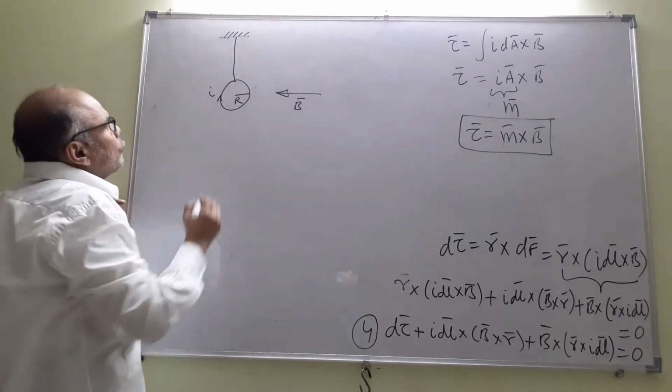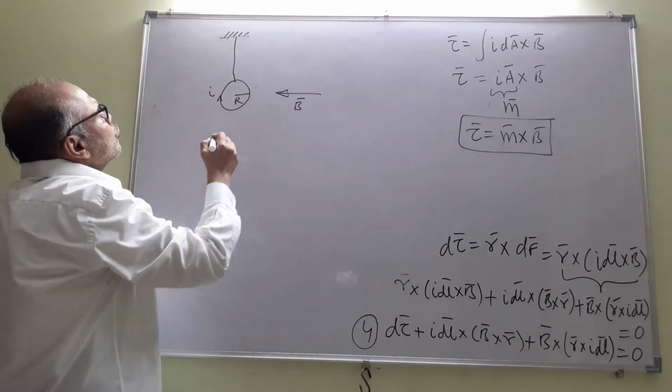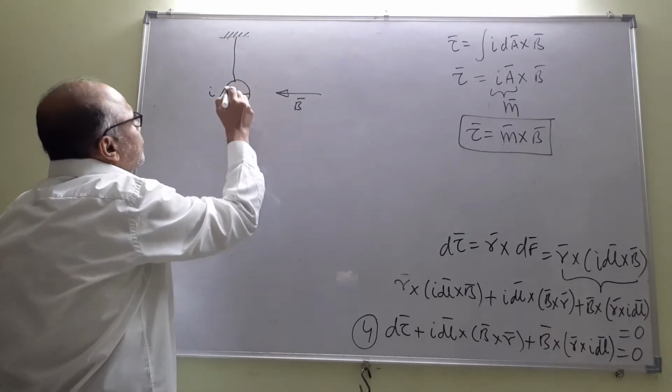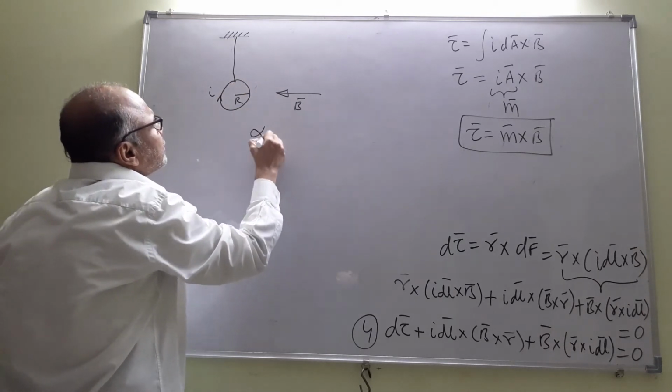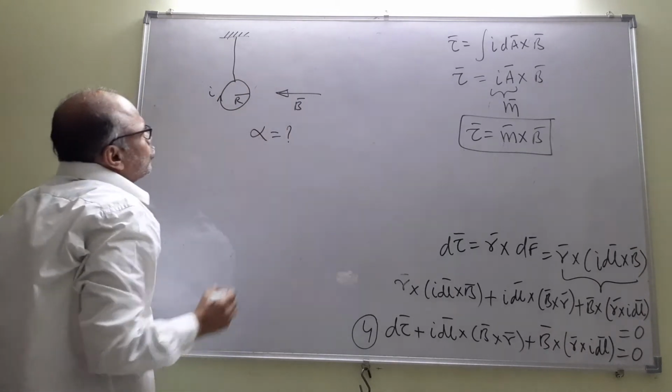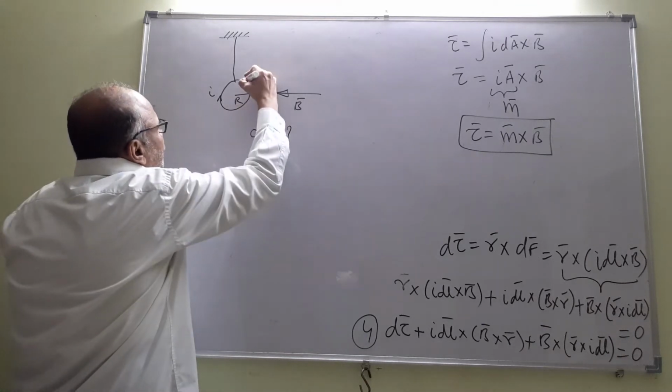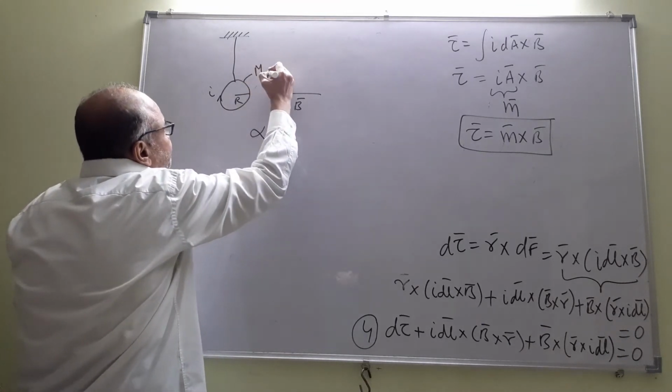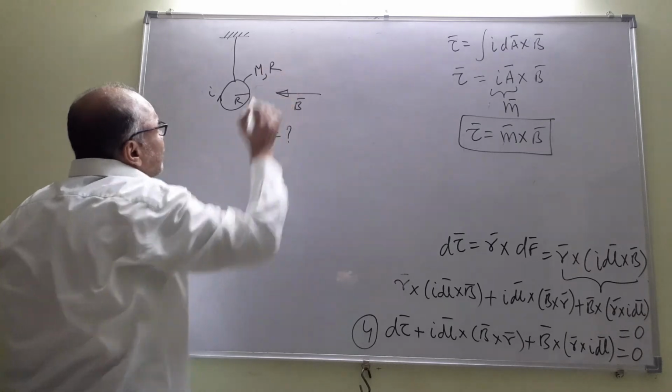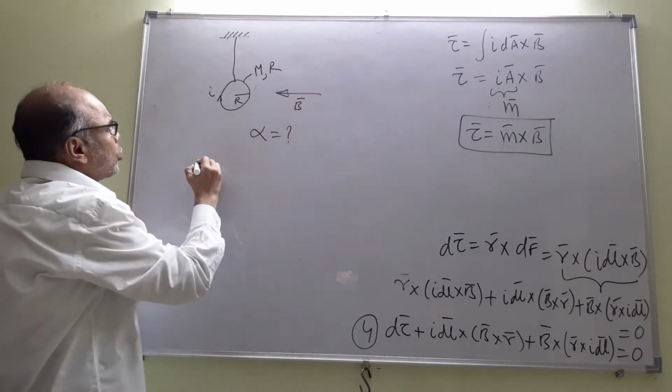Okay, so we would like to find the torque on this loop, and the moment this current passes, what is the angular acceleration alpha of the loop? It is a circular loop. The mass of this is capital M, radius is given as r. So what will be the torque?